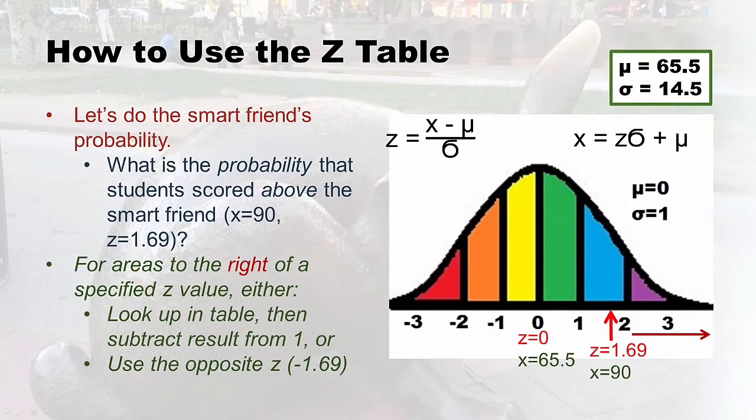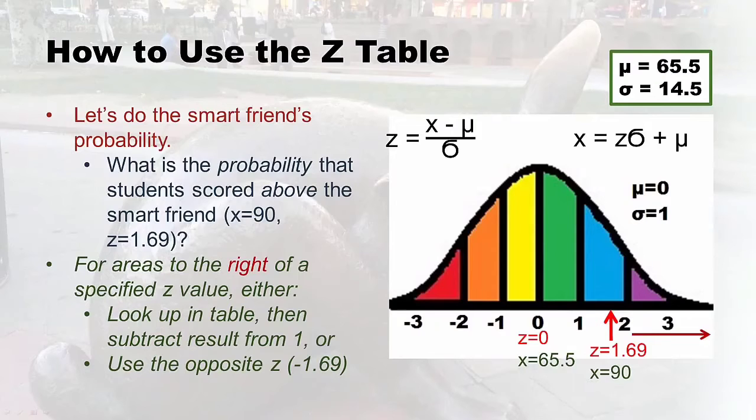Now I'm going to show you an example of why I was saying use it directly. In this next example, we're going to look at the smart friend's probability. In fact, we're going to ask what is the probability that the student scored above the smart friend, and the smart friend's at z equals 1.69. So I'm going to demonstrate now for areas to the right of a specified z value. You either look them up in the table, then subtract the result from 1, or you use the opposite z, which in this case would be negative 1.69. You'll get the same answer whether you do it the first way or the second way.